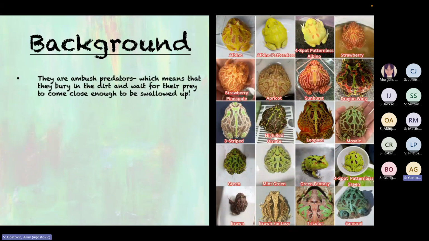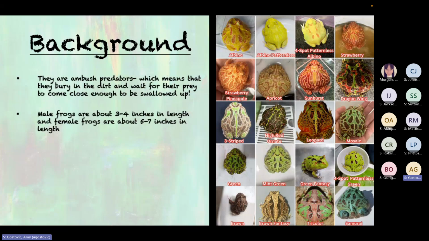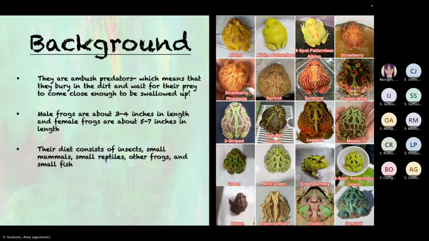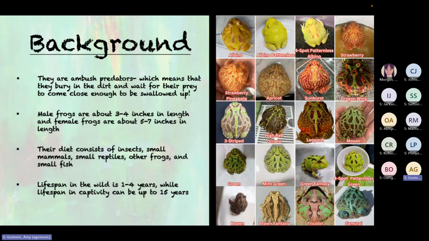Some background on Pac-Man frogs is that they're ambush predators, which means that they bury in the dirt and wait for their prey to come close enough to be swallowed up. Male frogs are smaller than female frogs, so the males get to be about 3 to 4 inches in length, while the females get to be about 5 to 7 inches. Their diet consists of insects, small mammals, small reptiles, other frogs, and small fish. Their lifespan in the wild can be up to 4 years, while in captivity it can be up to 15. This picture shows some of the various colorations of Pac-Man frogs. As you can see, there are a ton of different morphs.